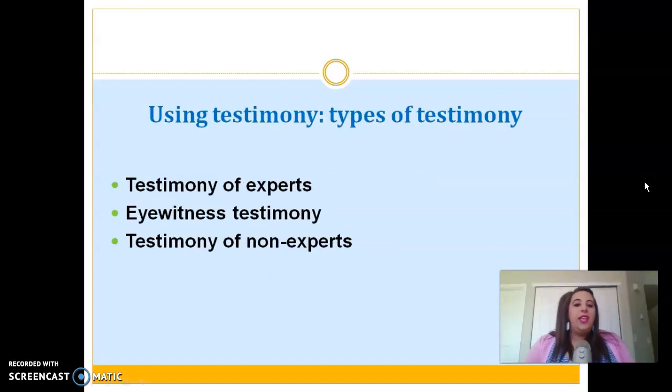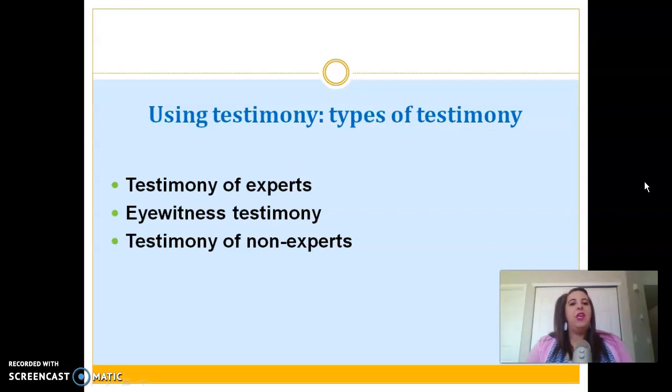All right. Using testimony, different types of testimony. There's testimony of experts. A testimony of experts is just as it sounds: people who are experts in the field come in and give their testimony based on their research, knowledge, and experience, what they feel the situation is or could be or should be.